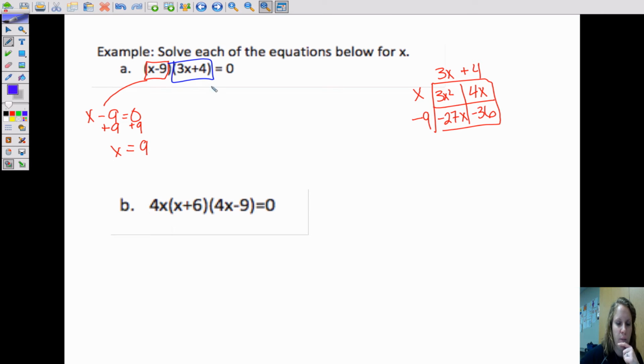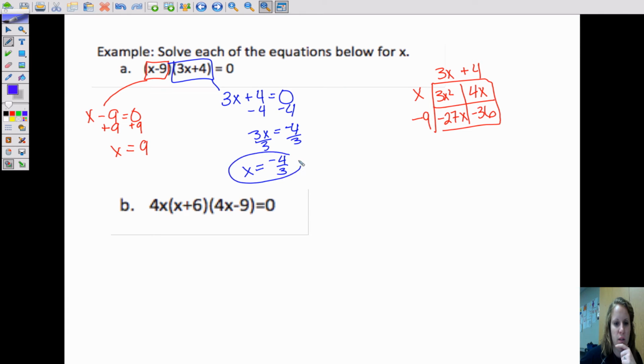The other one is when 3x plus 4 equals zero, and then we subtract 4 from both sides, so we'd have 3x equals negative 4, divided by 3, divided by 3, and x is going to equal negative 4 thirds, and we can leave it as a fraction, or you could put it as a decimal. So our two roots are 9 and negative 4 thirds.